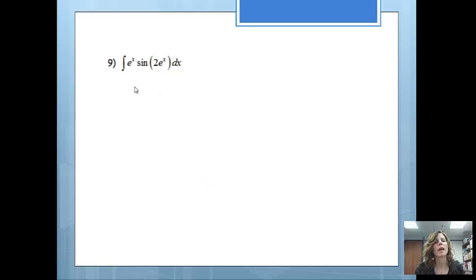All right, let's try another one. Once again, you'll notice that I have two e's in my problem. So I'm not going to let u be an exponent. I'm going to let it be a bigger chunk. The bigger chunk that I'm going to let it be, I notice that I do have something in parentheses, so that's exactly what I'm going to let my u be.